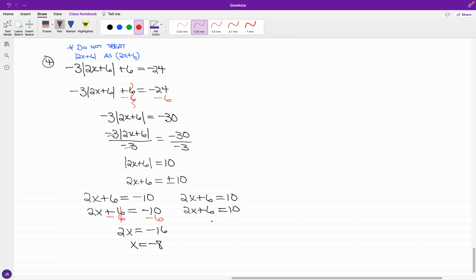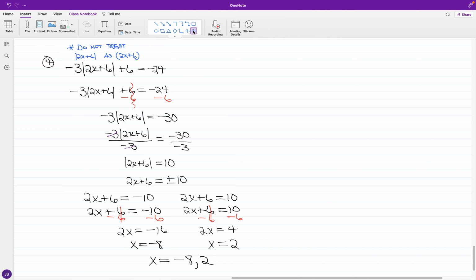For 2x plus 6 equal to 10. Again, if I subtract 6 from both sides, we have 2x is equal to 4, and we divide by 2. Then we have x is equal to 2, and so we have two solutions for x in this absolute value equation. On the minus side we have negative 8, and on the plus side we have positive 2.